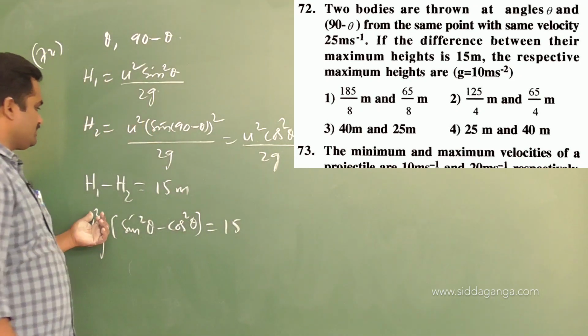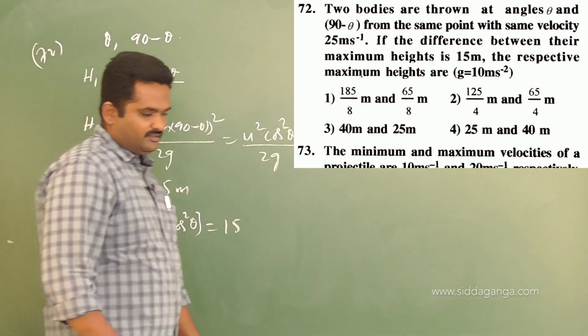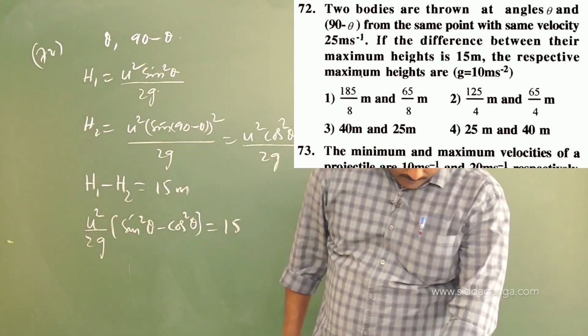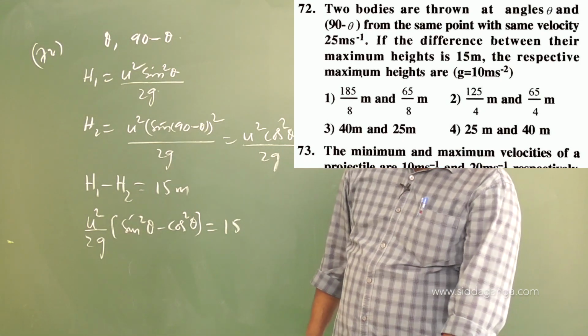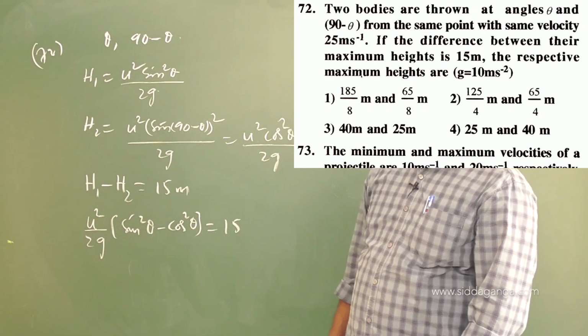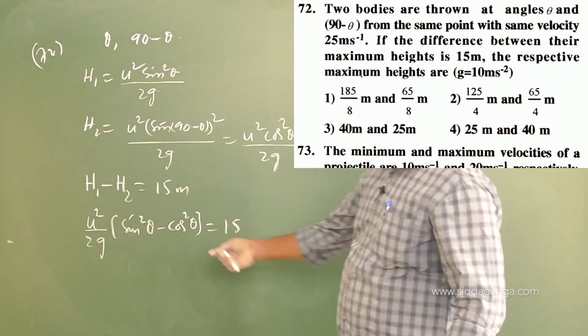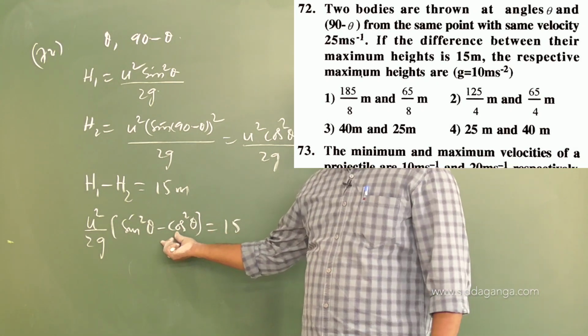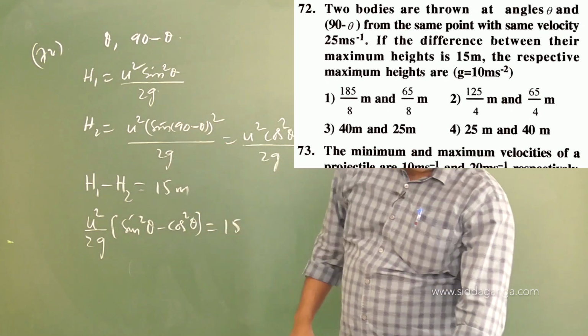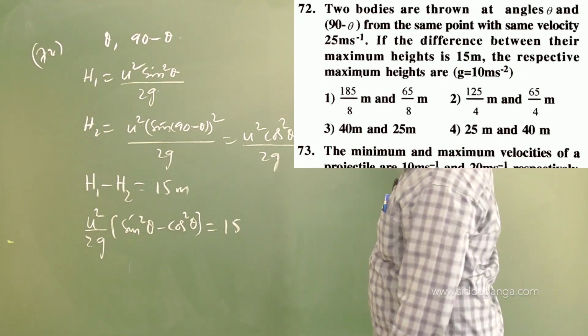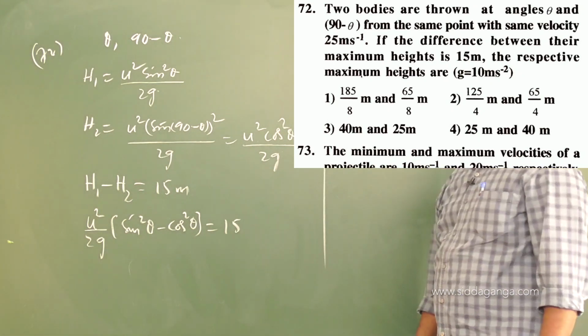15. Also they are given the velocity of projection. How much is it? Velocity of projection is 25 they are given. Substitute for it. Then you can solve for theta value in this and substitute back into the formula of u square sin square theta by 2g. You will get the value of maximum heights. Or any other shortcuts you are having to solve for it.